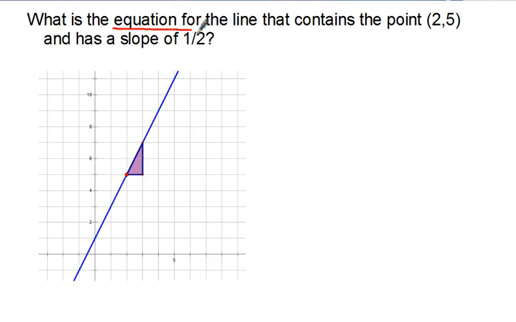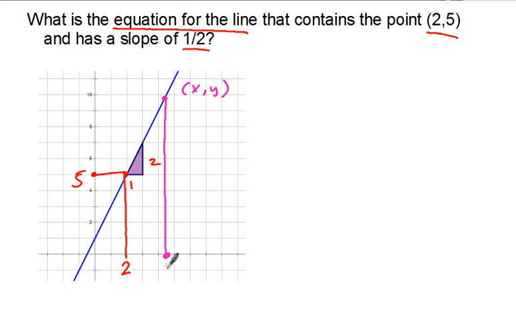And let's talk about the equation of a line that has a particular point and a particular slope. So this line has slope 1/2, and it goes through the point 2, 5. What is an equation for this line? Well, let's choose a point somewhere out here in the distance, and we'll call it x, y. So this coordinate is x, this coordinate is y.